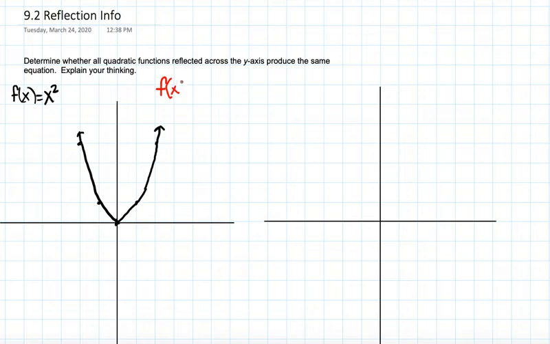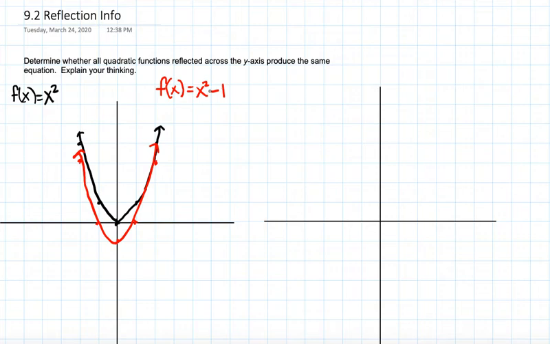What if we have an x squared minus 1? Okay, this one here is moved down 1. So it's the parent function, but it's moved down 1. Okay, great. Let's plot those points. Everything's moved down 1. Well, if we reflect this across the y-axis, this too will produce the exact same. So in those cases, whenever it's moving up or down, it should be fine.